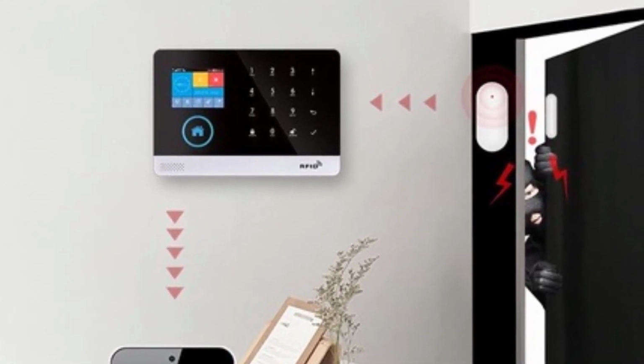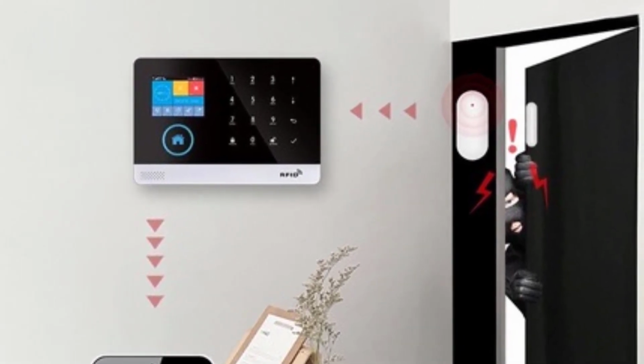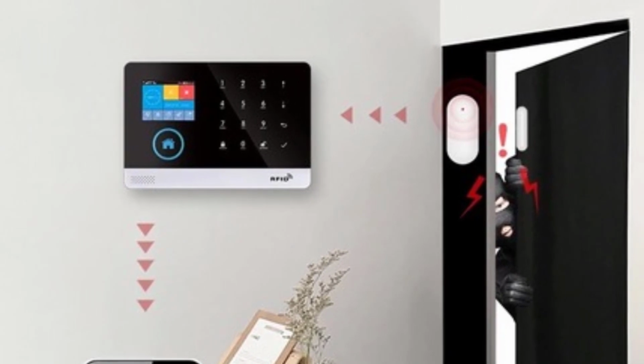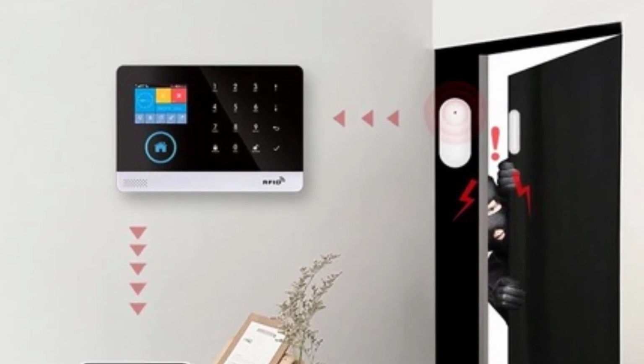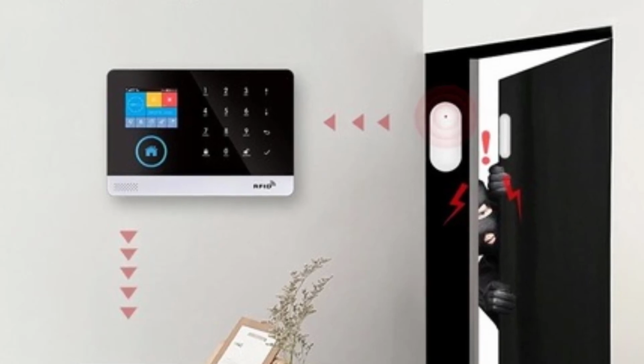In addition to motion sensors, the system may include door/window sensors, sirens, and keypads for arming and disarming the system. Some models may also support panic buttons or emergency call functions.